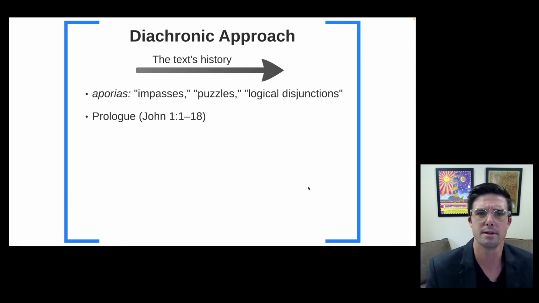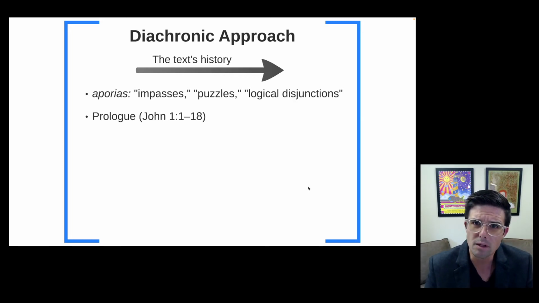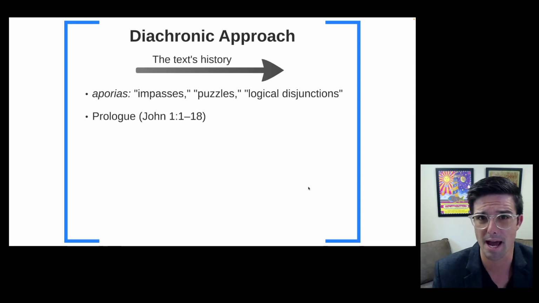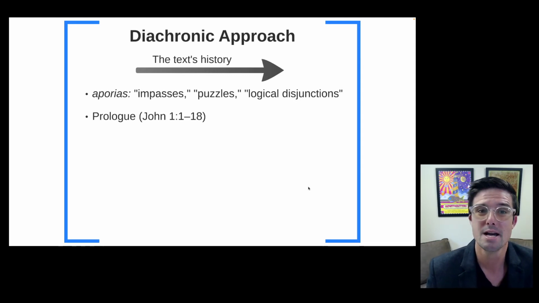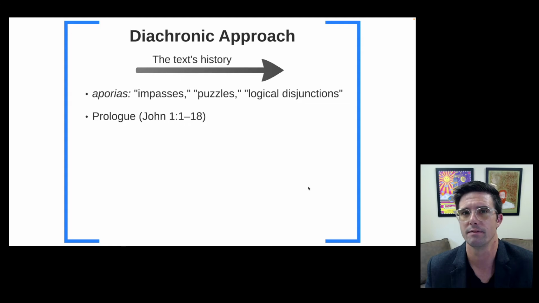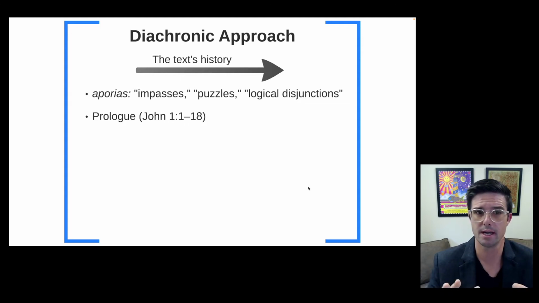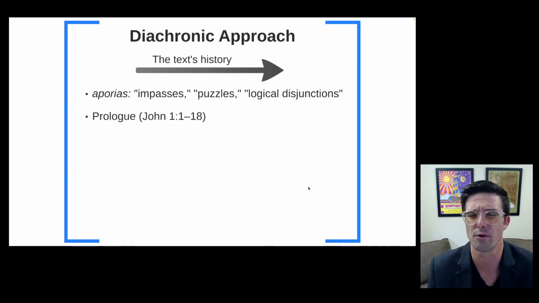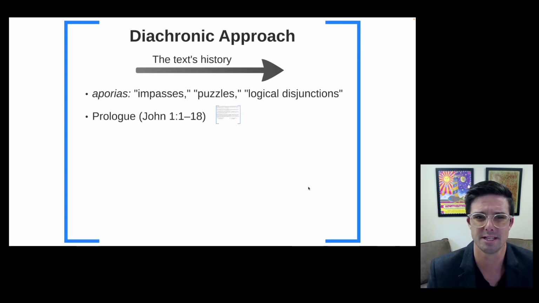We're going to look at a couple of these in just a second, but the prologue is sometimes called an aporia and sometimes not called an aporia. The impasse or the puzzle with respect to the prologue is, how does it fit with the rest of the gospel? There seem to be some differences between the prologue and the rest of the gospel. And the prologue really leads us into the narrative itself. So the question then is how the prologue fits with the rest of the fourth gospel. And there are a couple of different options that we'll present in just a moment here.